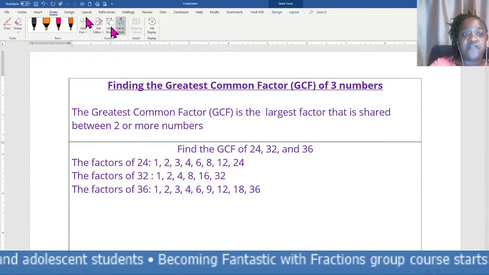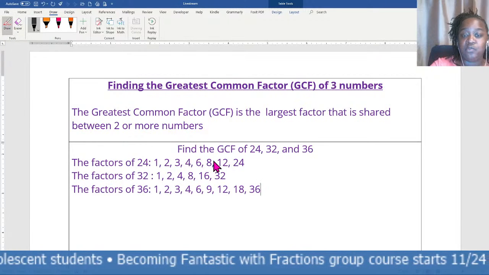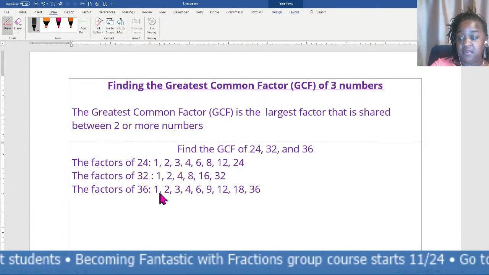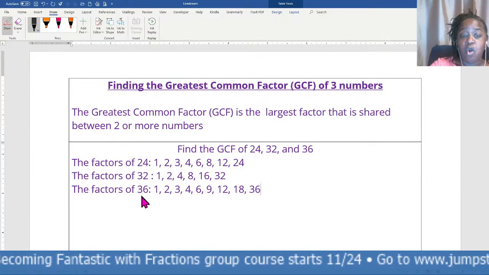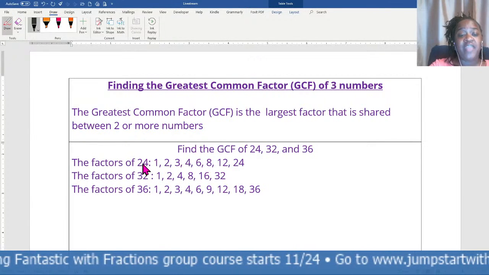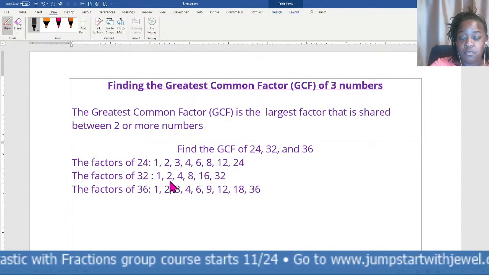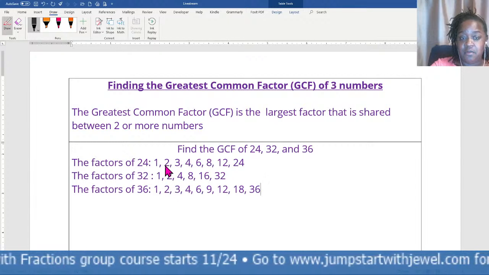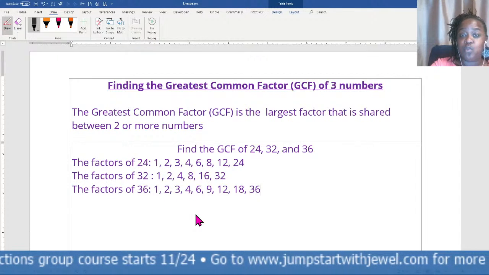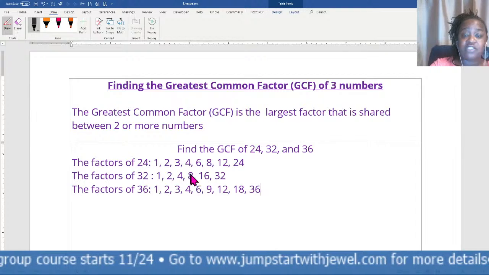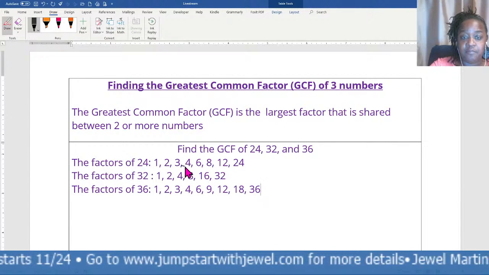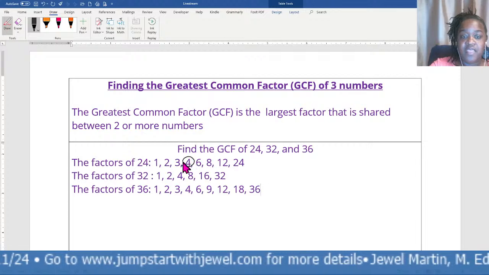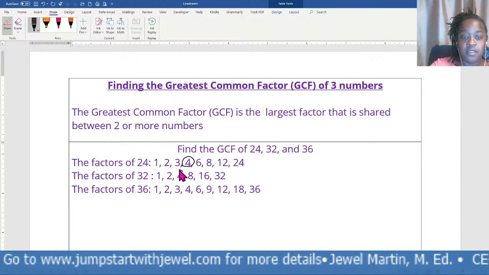So those are the factors. So when you look at the factors, what number do they have in common? That they all have in common. And what is the largest one? Because they're all even numbers, they all have a 2 as a common factor, but 2 isn't the largest one. The largest one is actually going to be the 4. Let me get my pen ready. They all have a 4 in common.